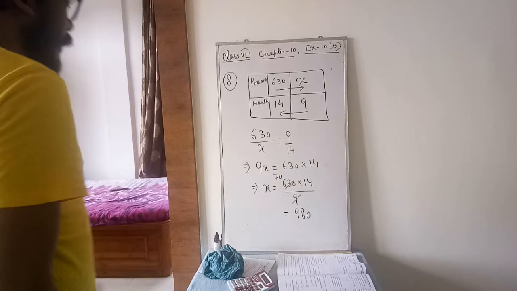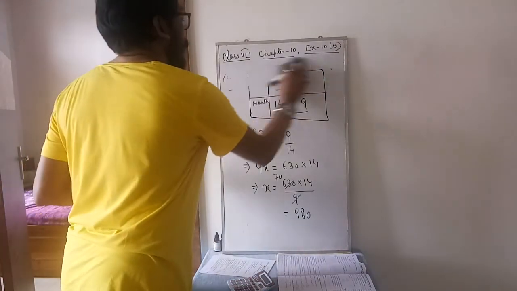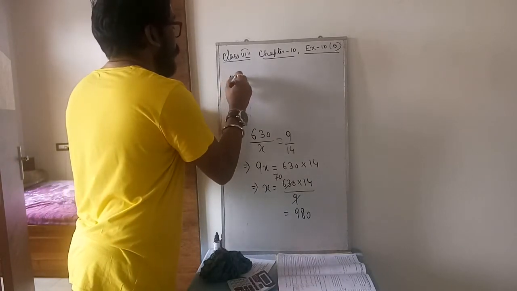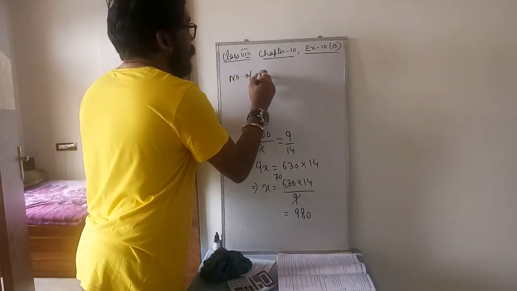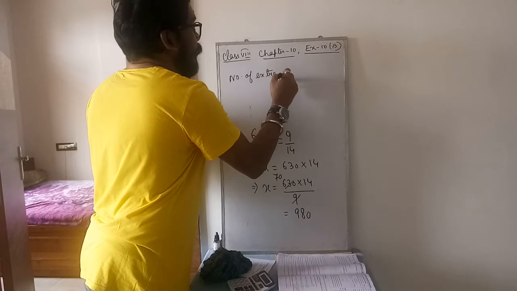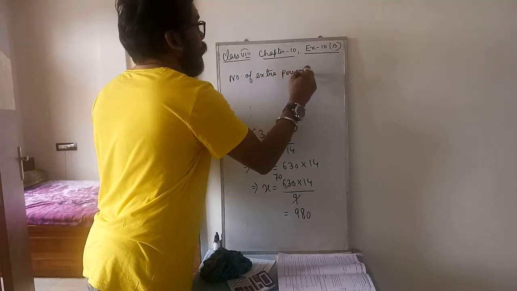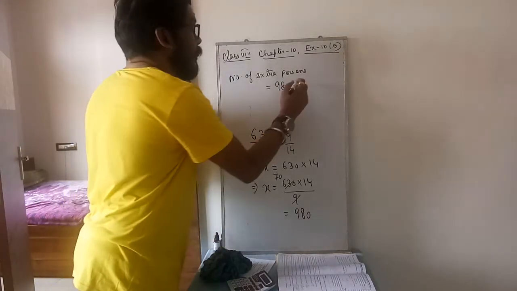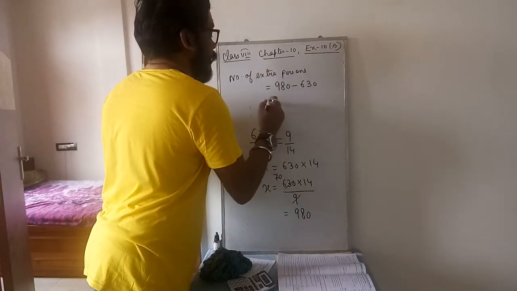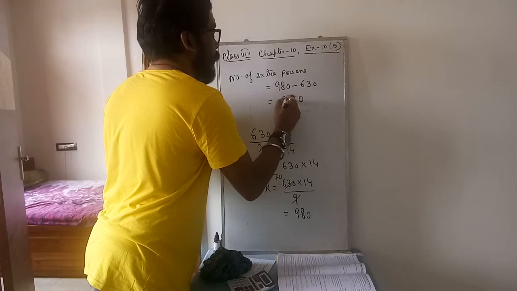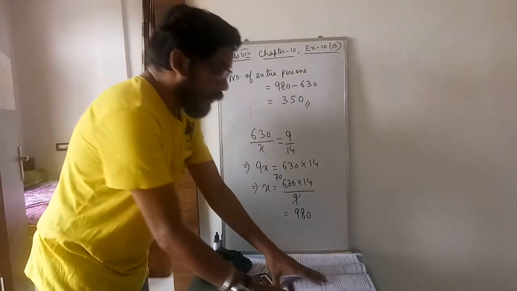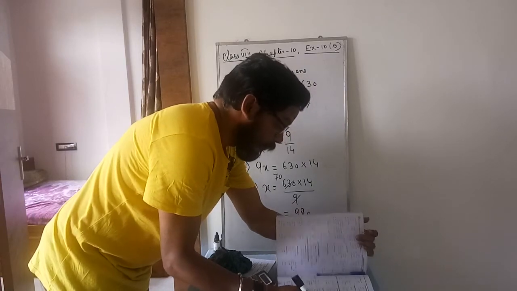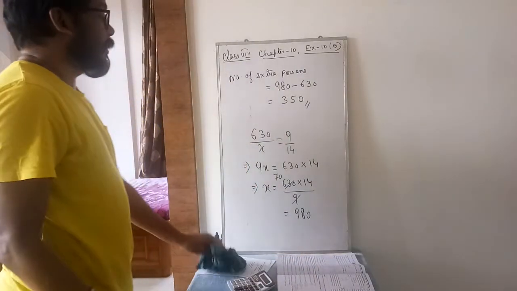They have asked how many extra persons you have to employ. So the number of extra persons: now it is 980, previously it was 630. So 980 minus 630 is 350. You have to employ 350 persons more to finish the job in 9 months. The number of extra persons is 350.